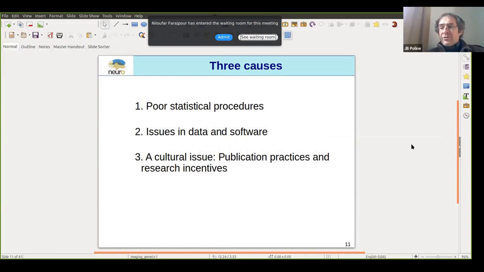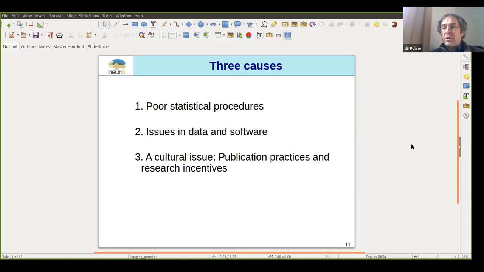So I've divided things into three causes, and some other researchers would divide things differently. I've divided them into the statistical problems, issues with data and software, and the more broad and cultural issue of publication practices and research incentives. This is just one possible division, but at least in my mind, it clarifies things a little bit, and I hope it will for you as well.